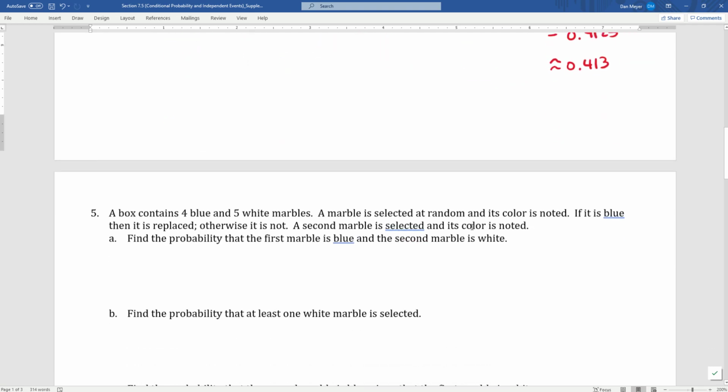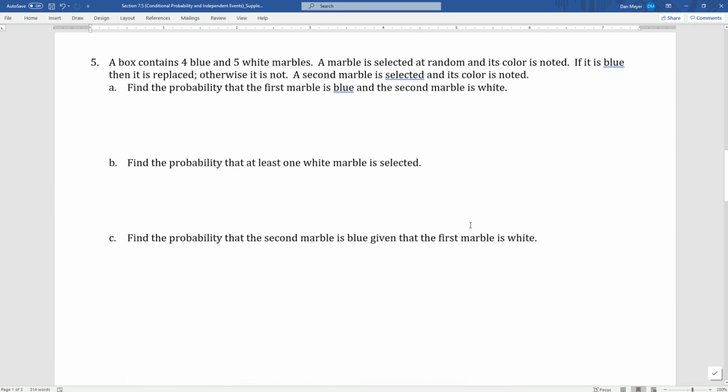Moving on to number 5. A box contains 4 blue and 5 white marbles. A marble is selected at random and its color is noted. If it is blue, then it's replaced. Otherwise, it's not. A second marble is selected and its color is noted. In part A, find the probability that the first marble is blue and the second marble is white.